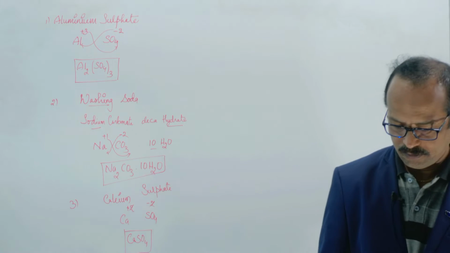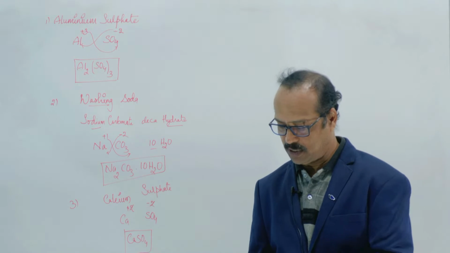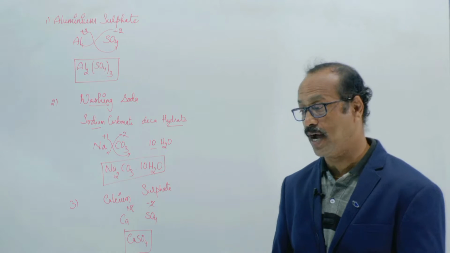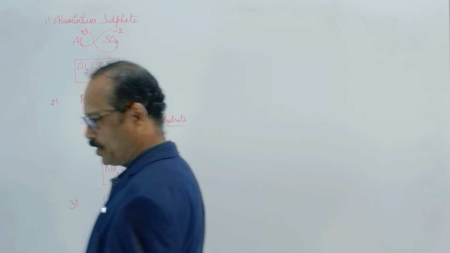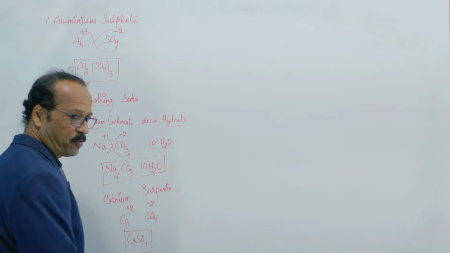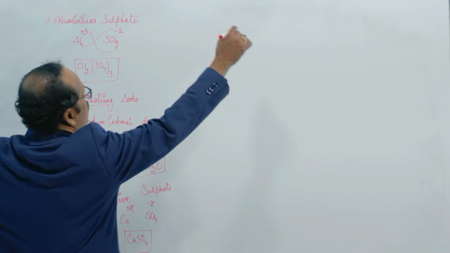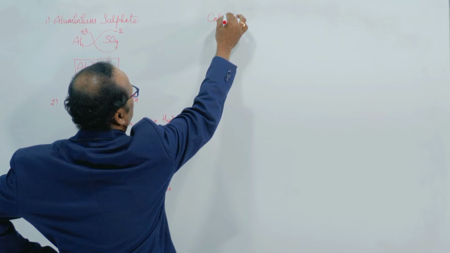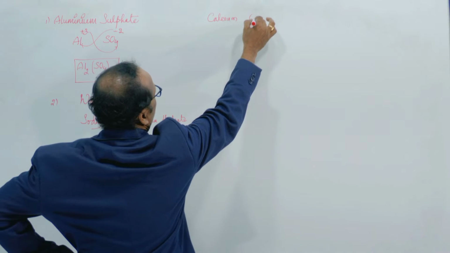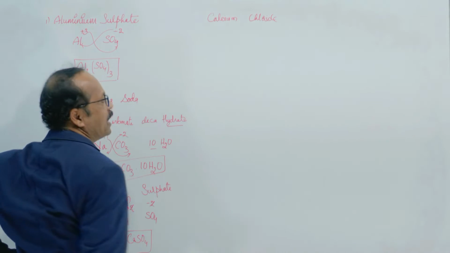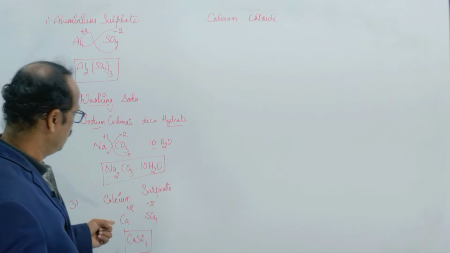Next. The number of chlorine atoms present in calcium chloride. The number of chlorine atoms present in calcium chloride. What is the calcium chloride formula? First you write the calcium chloride formula. Calcium chloride. So first cation, electropositive, calcium, here already written.